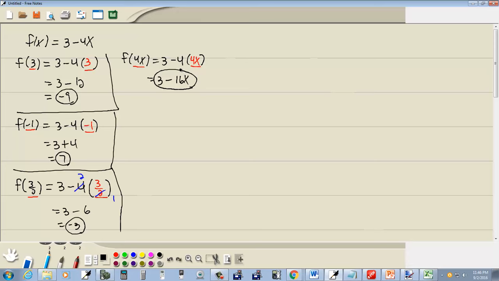You could put it in a different form. You could put the negative 16x first and then a plus 3 after that. Sometimes you want to write your answers, when they're polynomial, in standard form, where your terms range from largest power down to smallest.